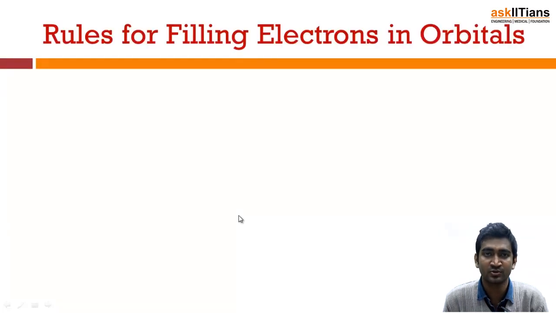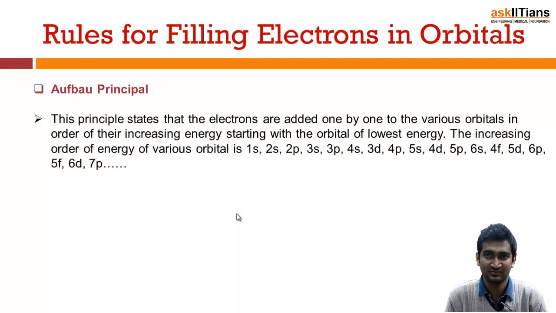So first of all, you should know the rules for filling the electrons in orbitals. There are various rules which you must be familiar with. The first is Aufbau principle. Aufbau means what? It means making up. So it states that electrons are added one by one to the various orbitals, the orbitals which we are saying after the magnetic quantum number, right? They are filled in the order of increasing energy, starting from the lowest.